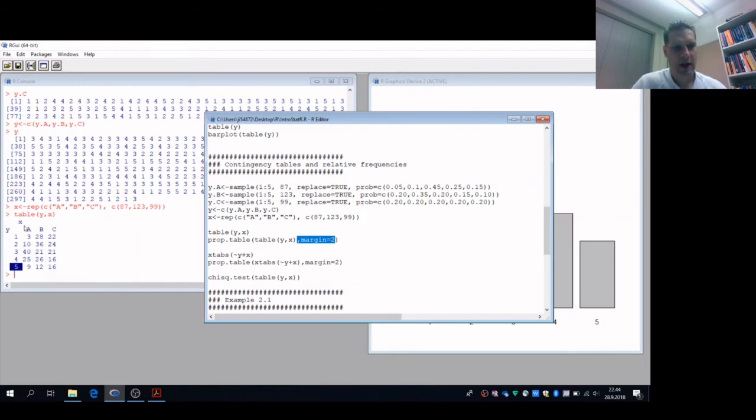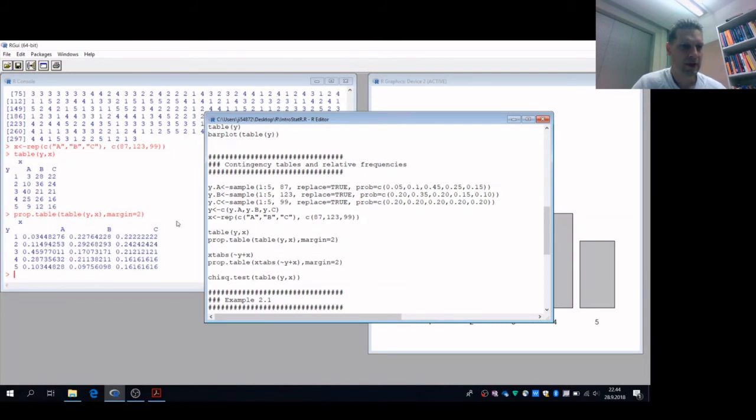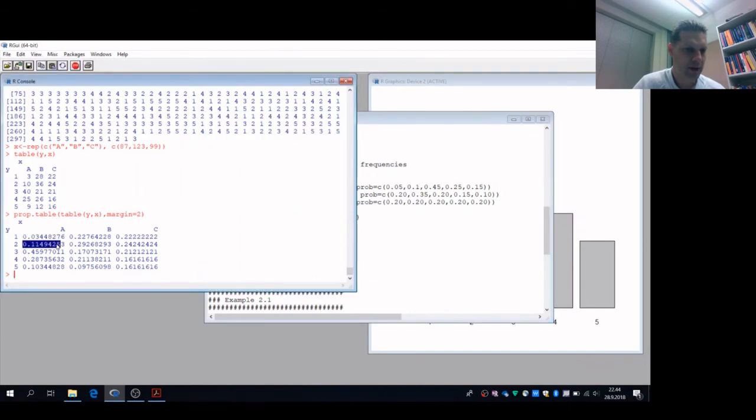Because I've set my explanatory variable x here as a column variable, that's why we calculate these conditional relative frequencies with respect to the margin 2. If we now calculate these things, we get this sort of a thing. For each of these columns, these are relative frequencies. They sum up to 1, and they are our estimates for these true probabilities.